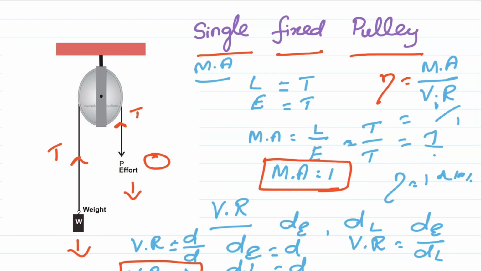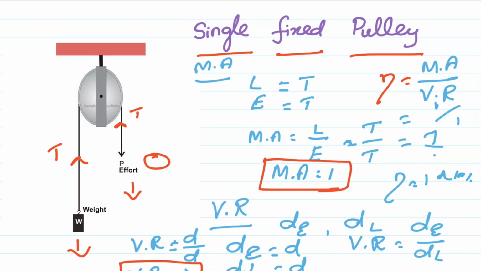But in actual practice, definitely there will be some friction in the axle of the pulley. So, the effort applied is not only to overcome the load, but also to overcome the friction in the axle of the pulley. So the effort applied is always greater than the load to be lifted. Okay. Next one, velocity ratio.